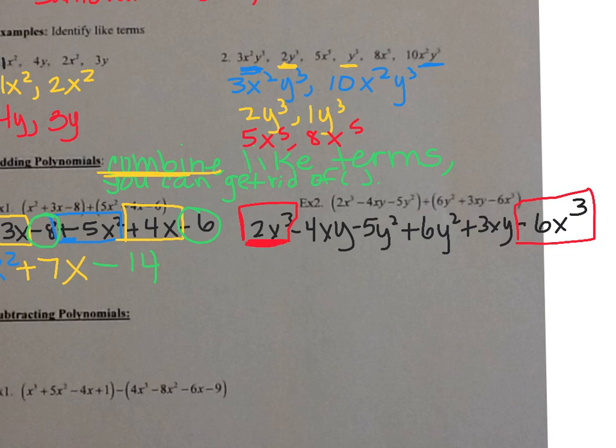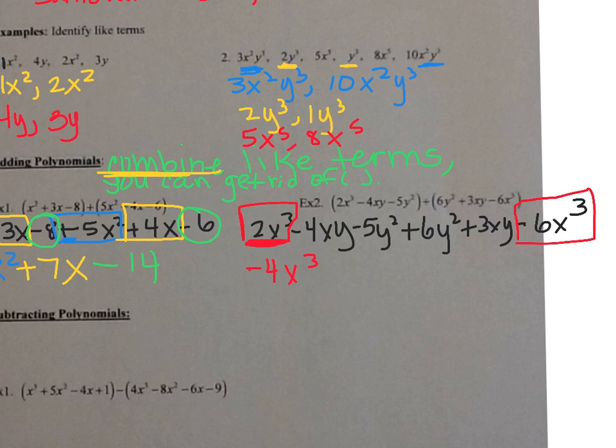Same variable, same exponent. All right, so I have a positive 2 minus 6. So what's 2 minus 6? 2 minus 6 is negative 4. So it'll be negative 4x to the third. All right, next. I have a negative 4xy here. I'm looking for another xy. And I see there's an xy right here. So they're like terms.